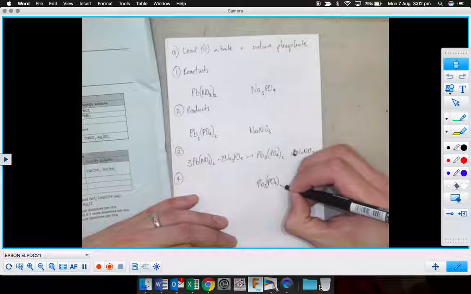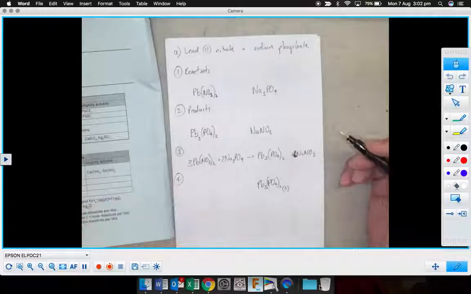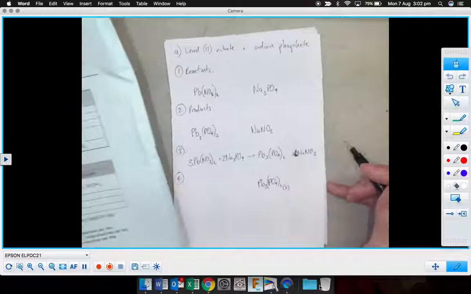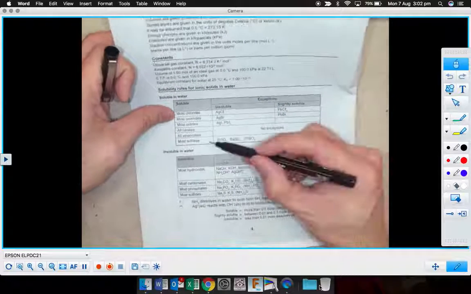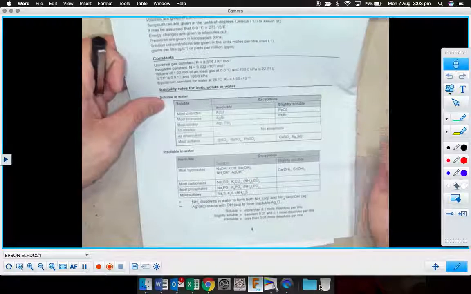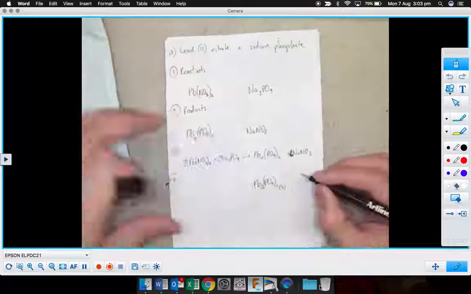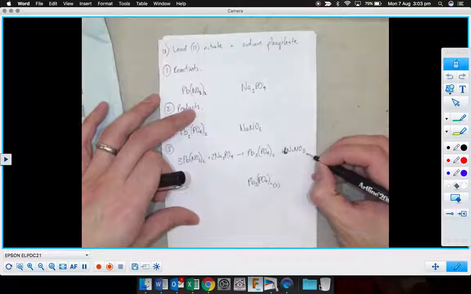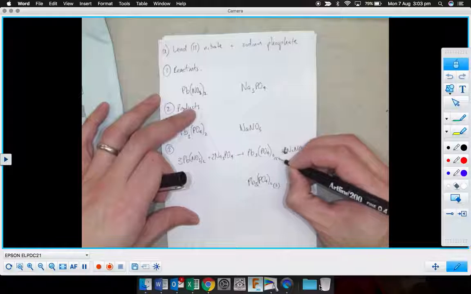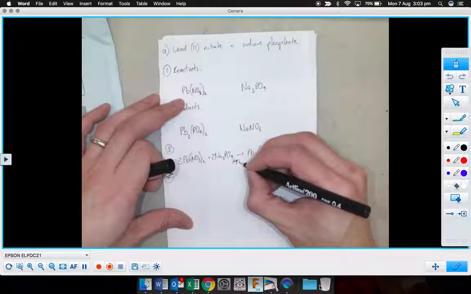Pb3(PO4)2 is a solid. Now sodium nitrate, NaNO3: all nitrates are soluble, there are no exceptions. So this NaNO3 is aqueous. So aqueous, solid, aqueous, aqueous.